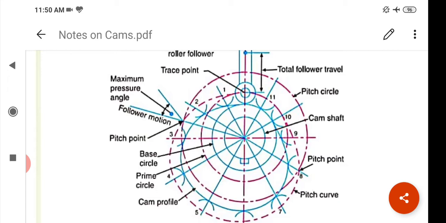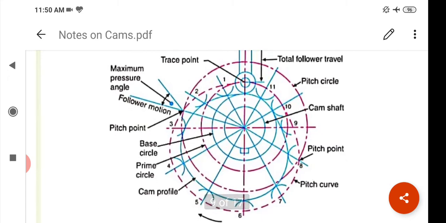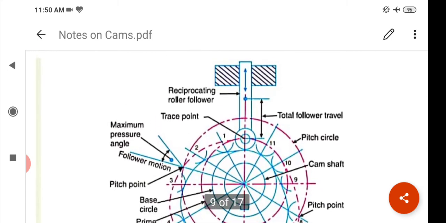In place of the roller follower, if it is replaced by a knife edge follower, the knife edge will be resting on the cam profile. Hence the trace point will lie on the cam profile. Hence the pitch curve will be coinciding with the cam profile for a knife edge follower.